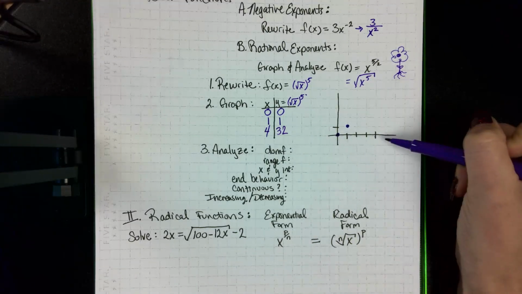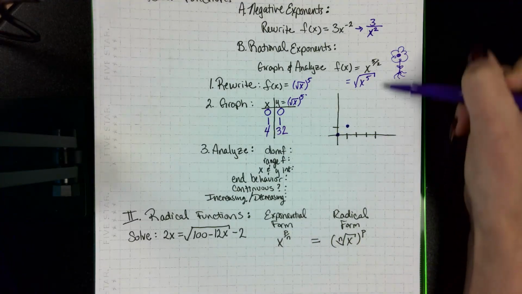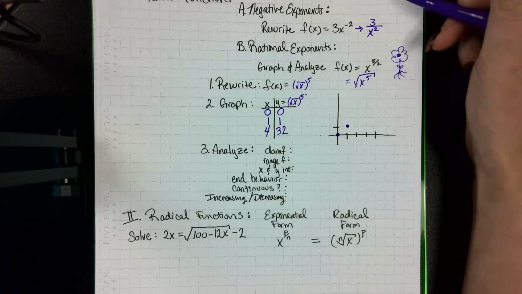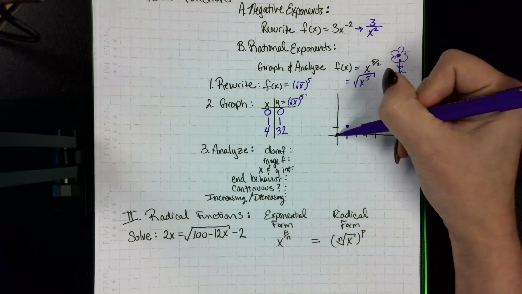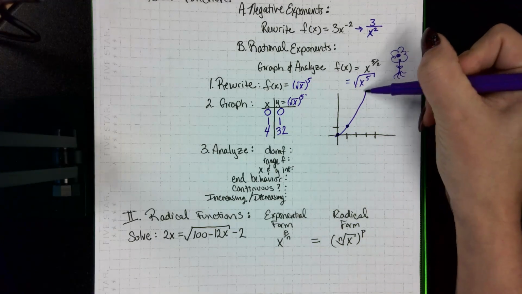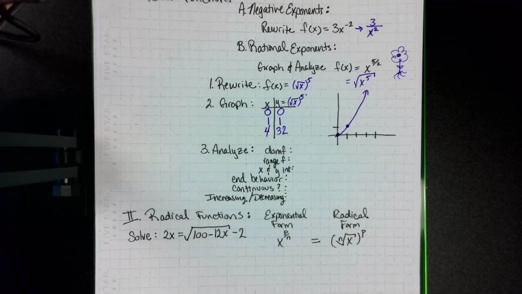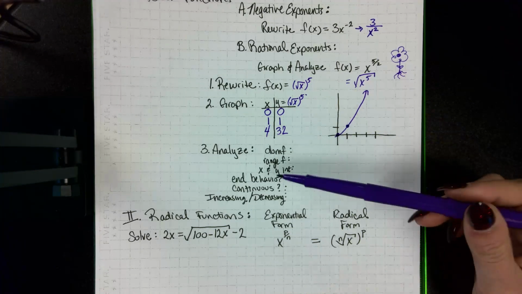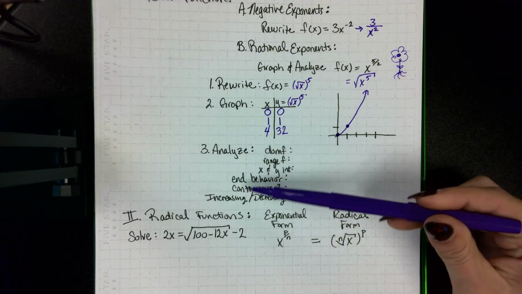So when x is 4, 32 is going to be way up there, but I know at least kind of what it's going to look like. It's going to go up towards 32. I could also graph this in my graphing calculator and look at it that way. It says graph and analyze. So I graphed it.